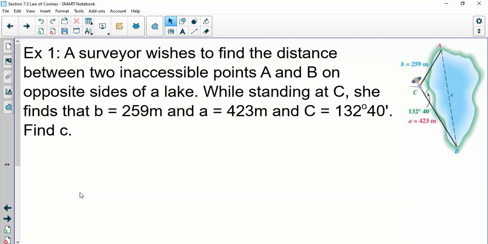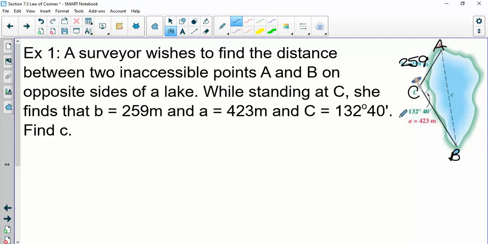Let's look at a problem. A surveyor wishes to find the distance between two inaccessible points, A and B, on opposite sides of a lake. Here is point A, here is point B. While standing at point C, she finds that side B is 259 meters, side A is 423 meters, and angle C is 132 degrees, 40 minutes. I want to find side C. All right, everybody with me?